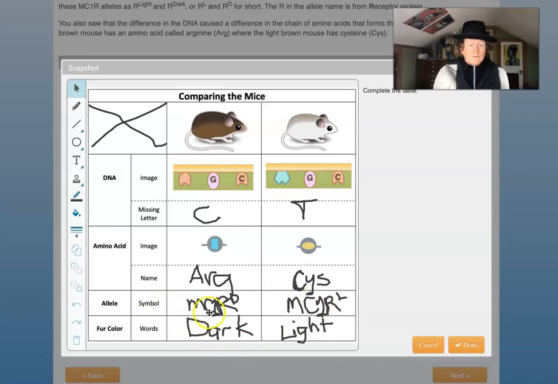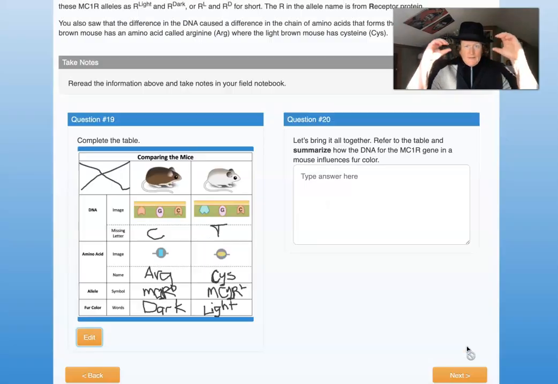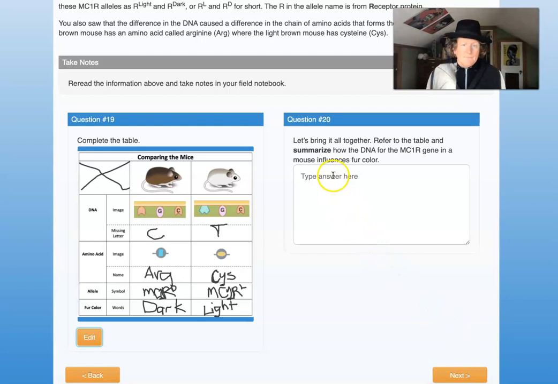The symbol here is MC1R dark and MC1R light. The fur color words are dark and light. So here's our summary table that helps us realize the DNA level differences that are translated into the protein level differences. Let's bring it all together. Refer to the table and summarize how the DNA for the MC1R gene in the mouse influences fur color. I'll give you a word bank here to make your job easier.